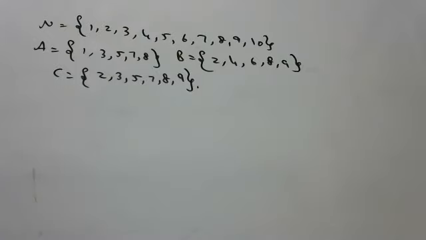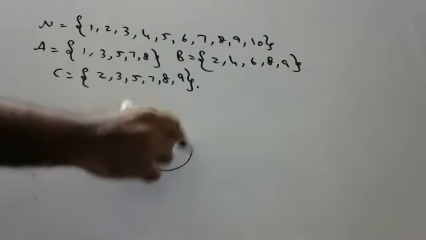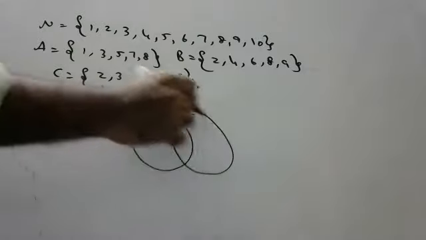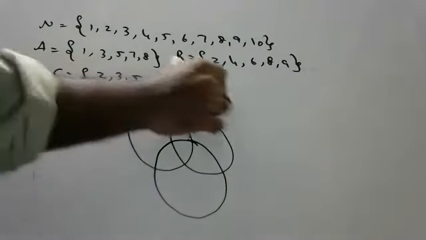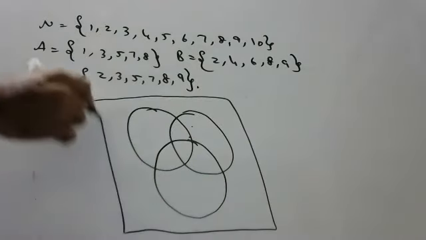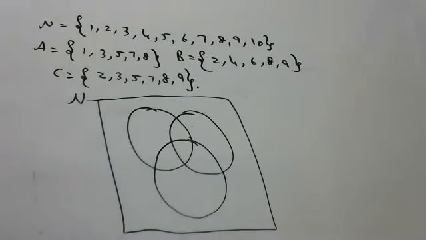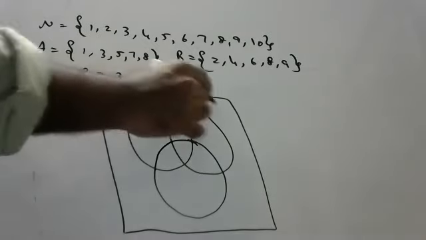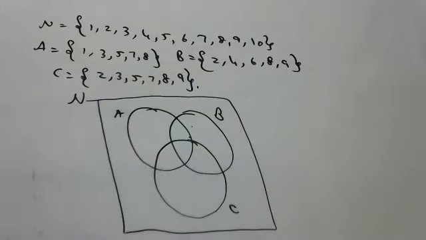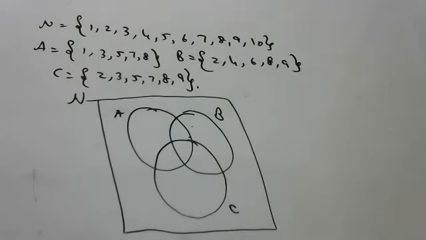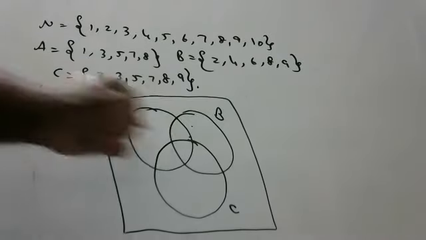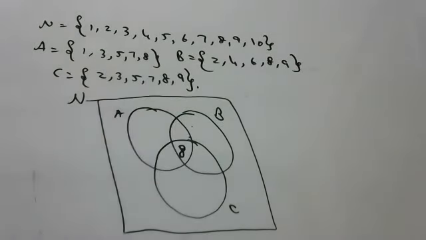Imagine. Okay, children, now we will draw the universal set and individual sets. First, I will draw A. This is A, B, and this is C. And this is the universal set. Children, this is A, B, C. Can anyone say what is the common element between A, B, and C? 8. 8, sir. That we should write here.